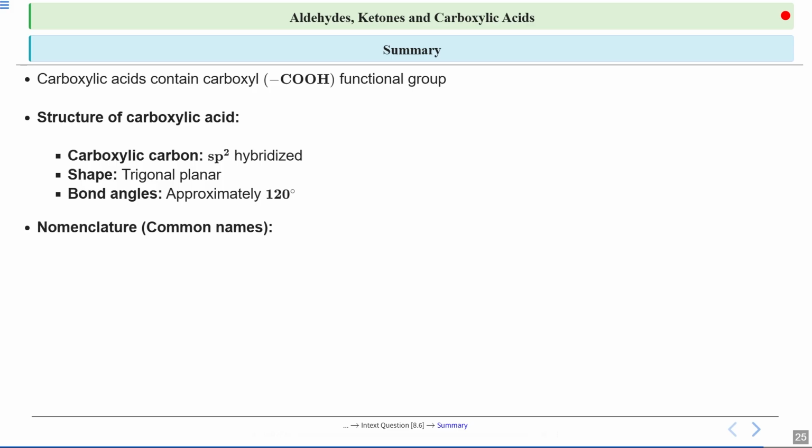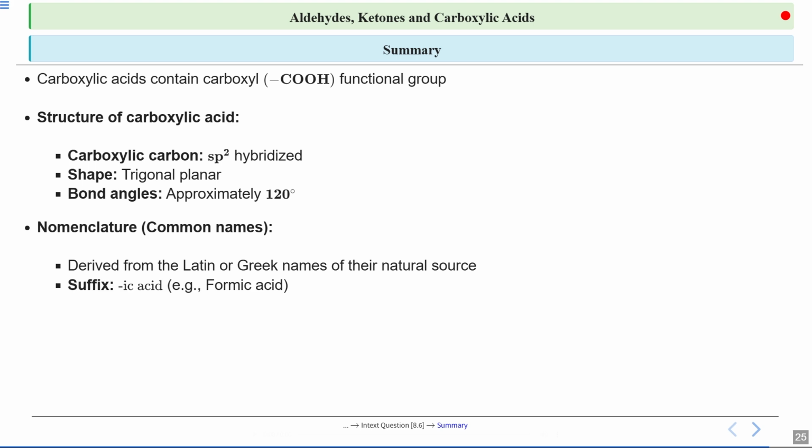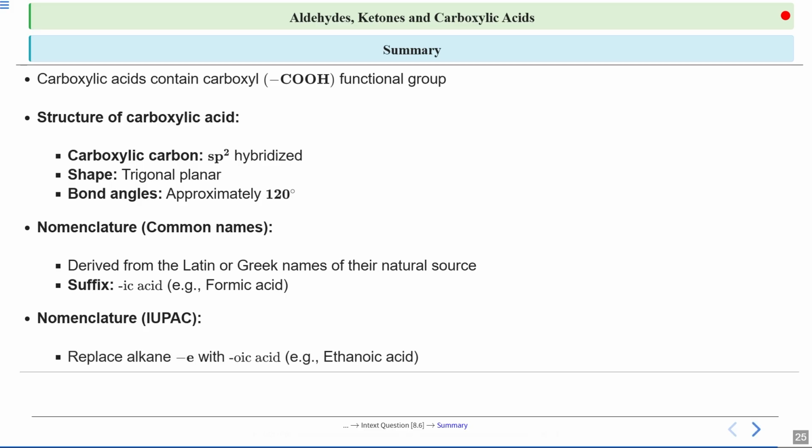Then we moved on to the nomenclature of carboxylic acid. We focused on the common names. These are often derived from Latin or Greek, which reflects the natural source of these acids. The common names of carboxylic acids are derived from the Latin or Greek names of their natural sources, and we use the suffix -ic, such as formic acid. Then we looked at the IUPAC nomenclature of carboxylic acids. In IUPAC nomenclature, the suffix -oic acid replaces the e in the alkane, such as ethanoic acid.